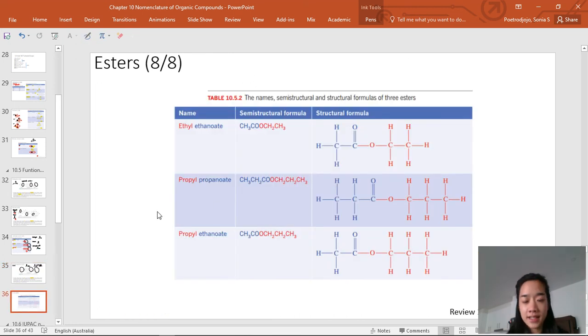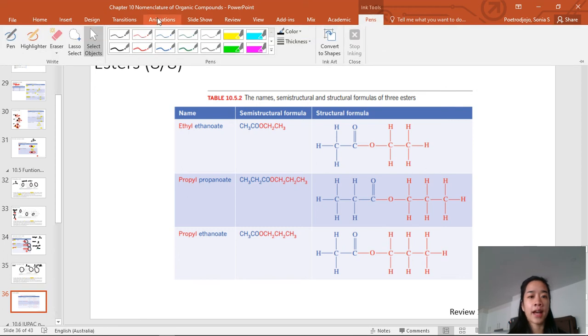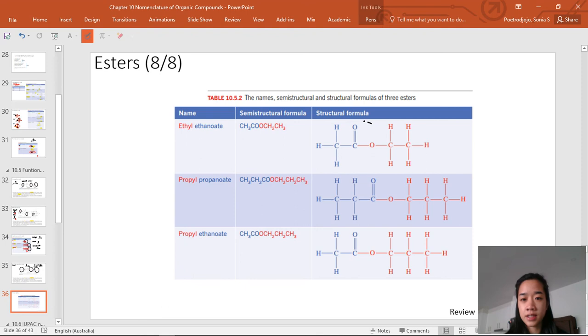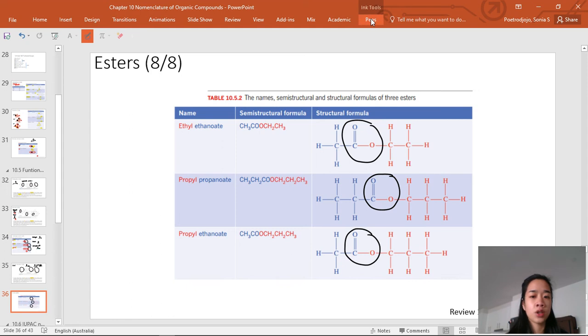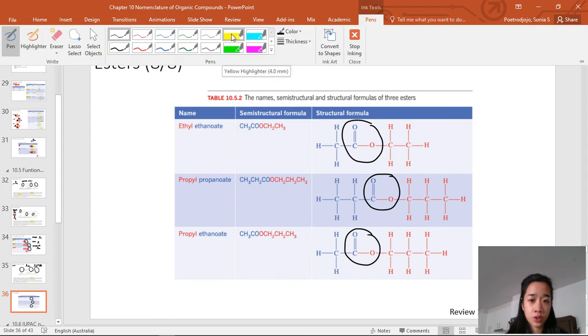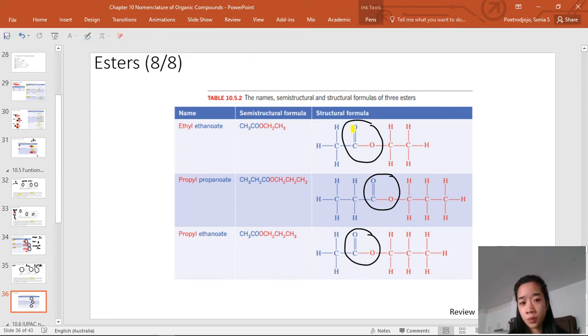Okay, and last one is esters. And again, we covered esters last year. And esters, the functional group is really in the middle of the compound. So we can see the esters being in the middle of the compound. And to name esters, the part where it's got the double bond O is always at the end, and we add the OH part.